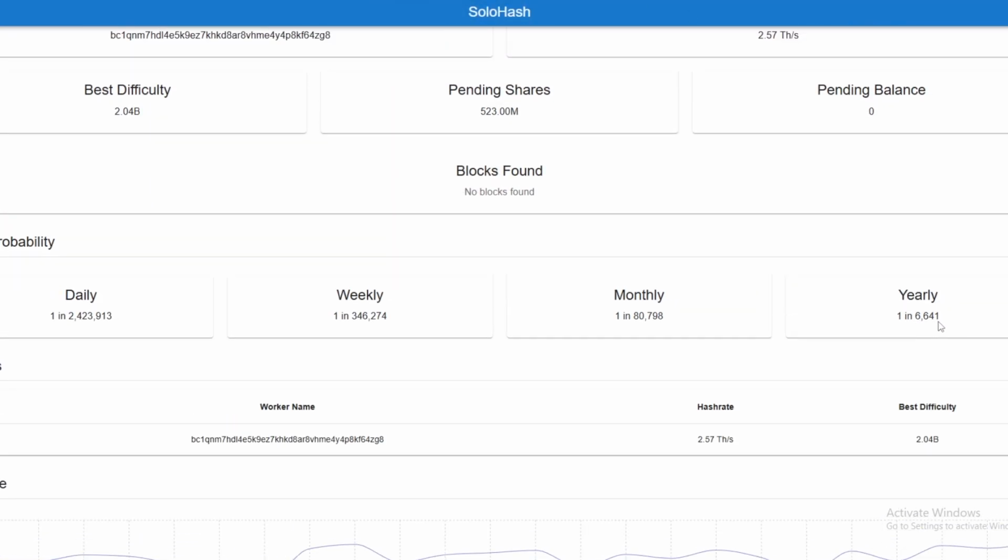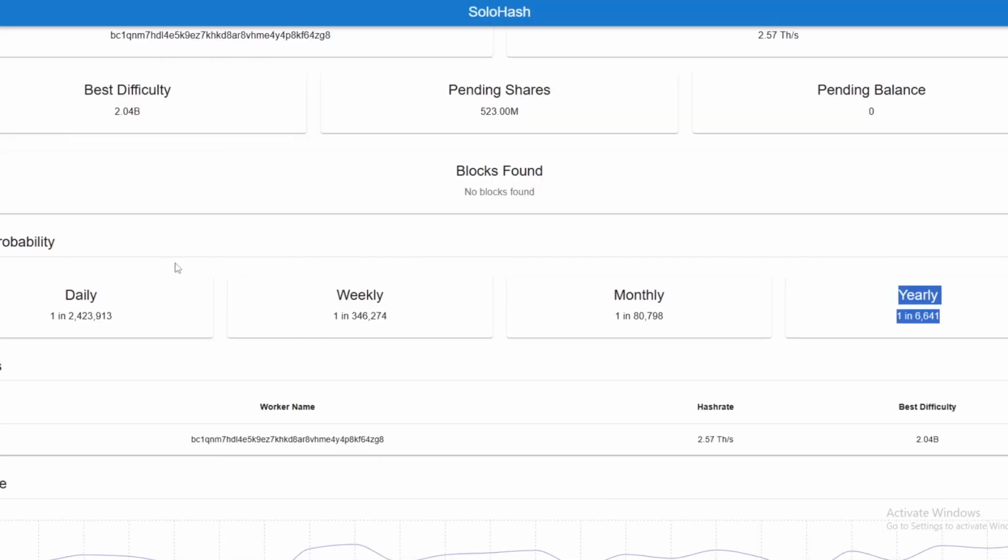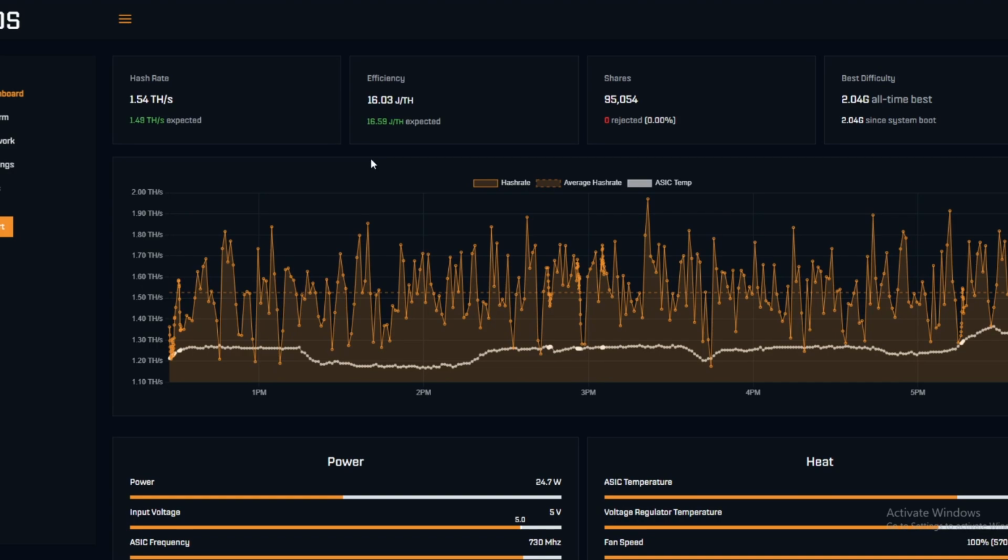But on the pool side, it says yearly 1 in 6,641. So relatively close. And you can also see what we had for the daily, which is 2.6 million, and on here they have 2.4 million. So right down here. And that is basically all of the calculations behind how you figure out the probability of hitting a block on the Bitcoin network.